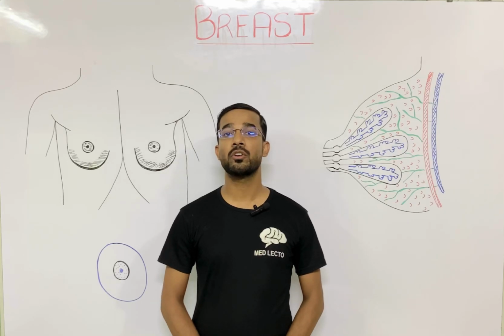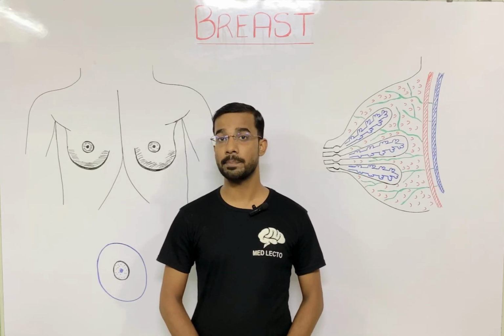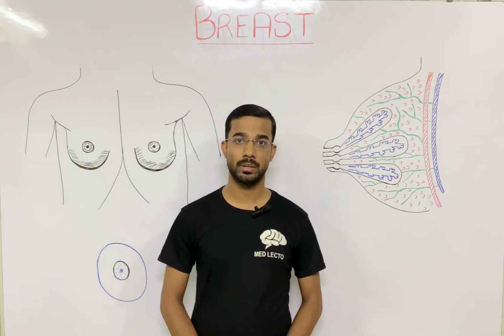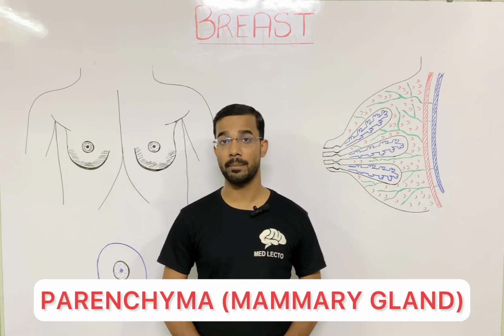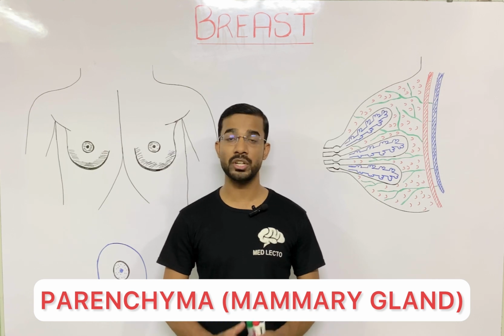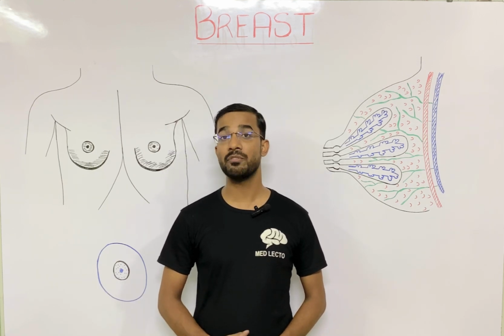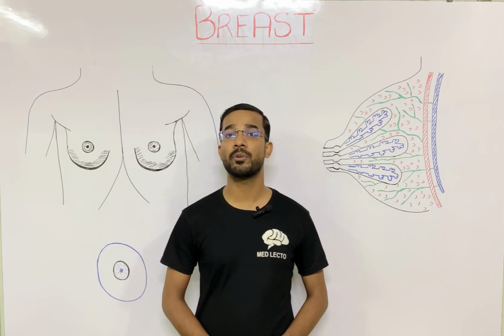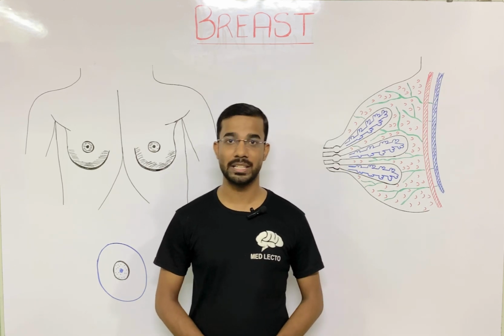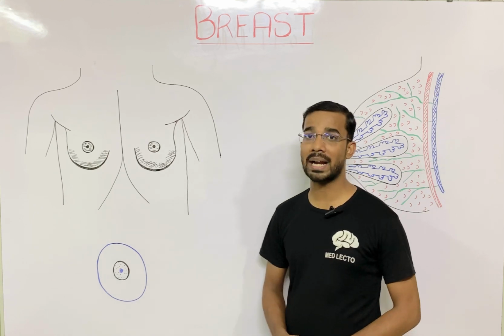In this lecture, we are going to discuss the three most important components of the breast. First one is the skin. Second one is the parenchyma, the most important functional part of the breast, in which you will see the mammary gland. And the third most important component will be the stroma. So let's get started. First of all, we will look at the skin.